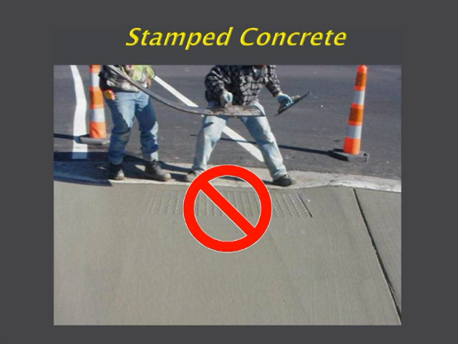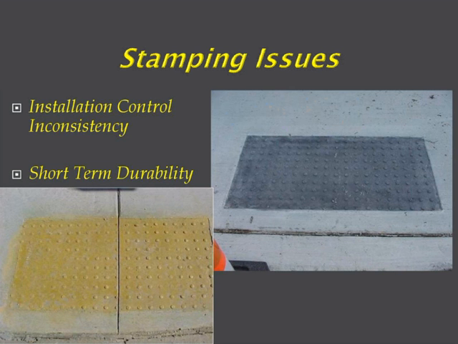Stamping these detectable warnings, now there's nothing in the standards or national standards that says you can't stamp these in. In Michigan, we don't allow stamped detectable warnings. We haven't had very good luck with those. The reason being, first of all, installation control is inconsistent. When you put these templates down and start mashing them down a little bit and peel them off, a lot of times you're going to be missing maybe a quarter or a third of these domes sometimes. And the biggest thing is short-term durability.